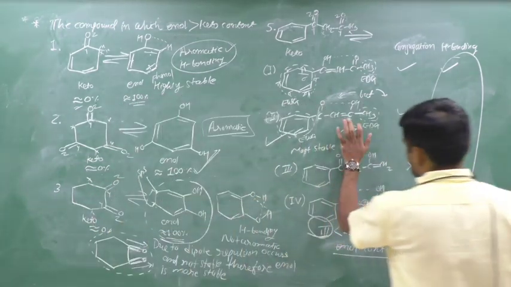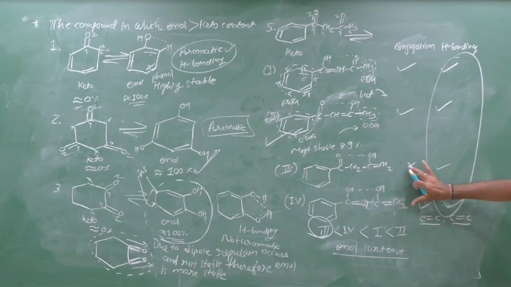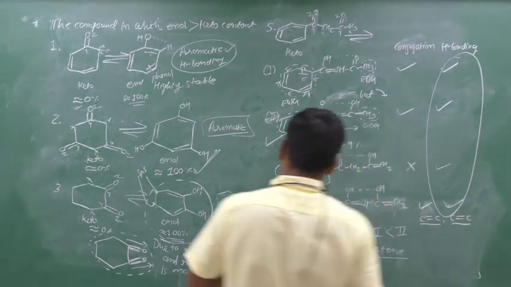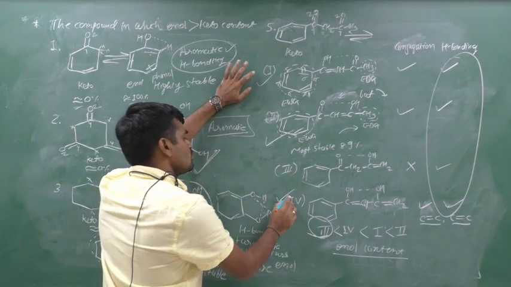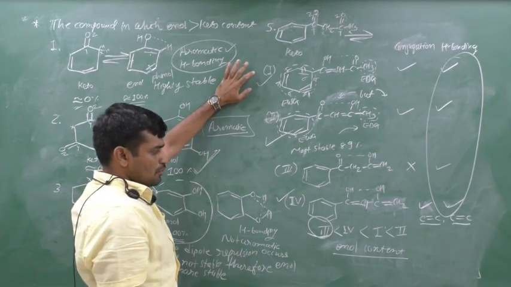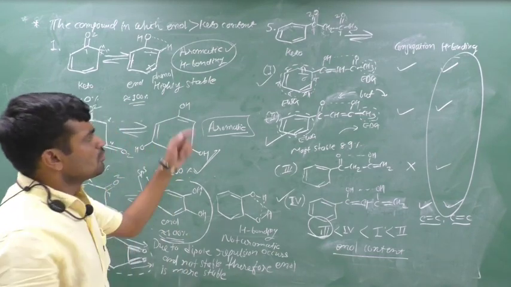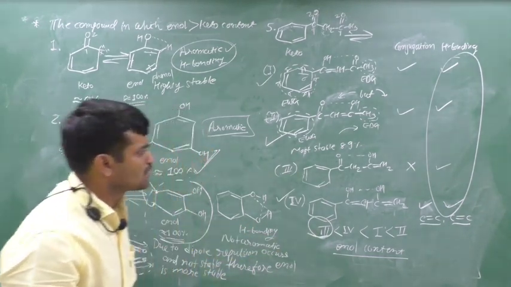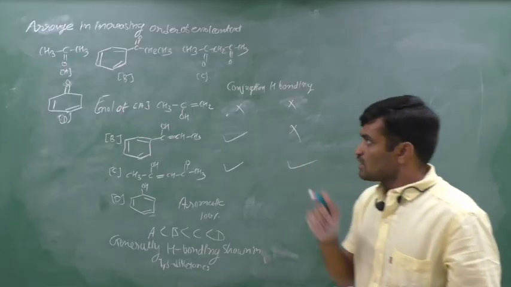Therefore it is the most stable. And now if you think from these two compounds, first and fourth compound, therefore the fourth one is less stable as compared to the first one. Then the order of enol content we can obtain is like that. Clear? Next example is like that.